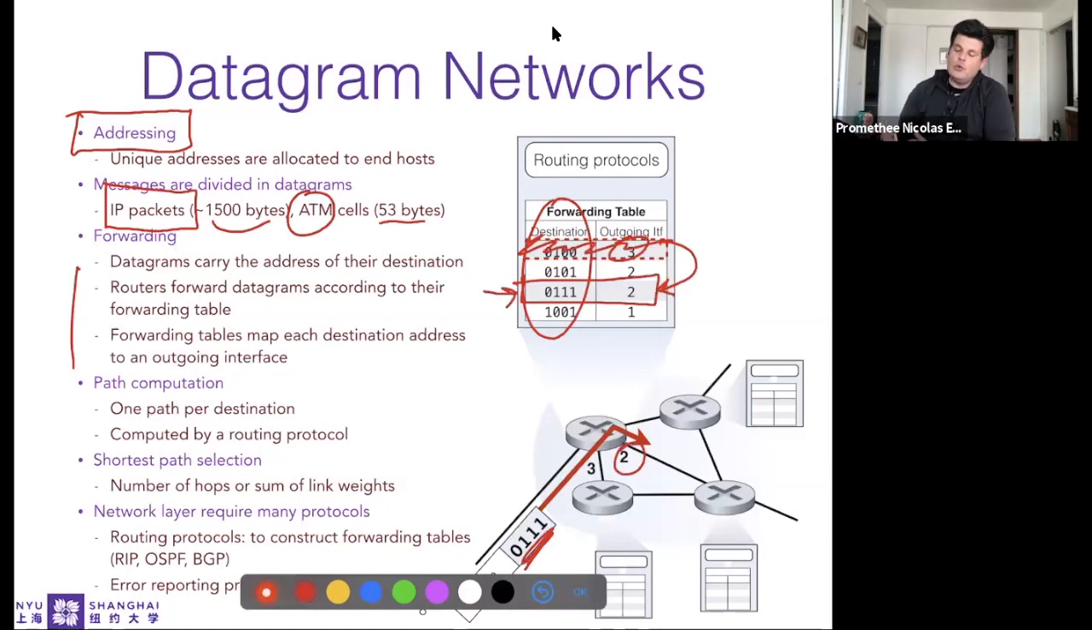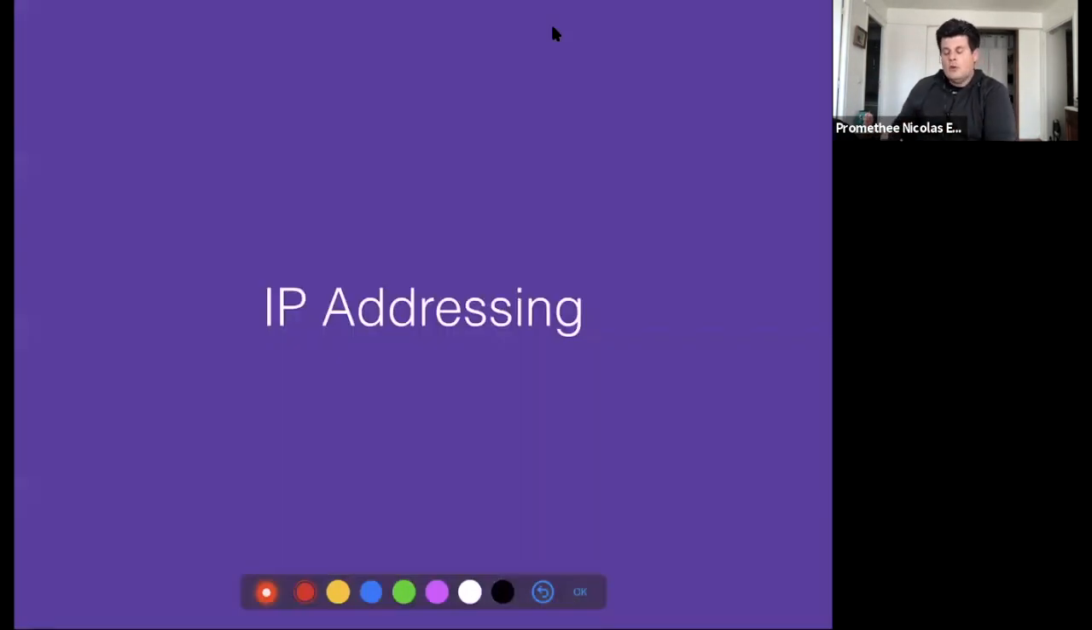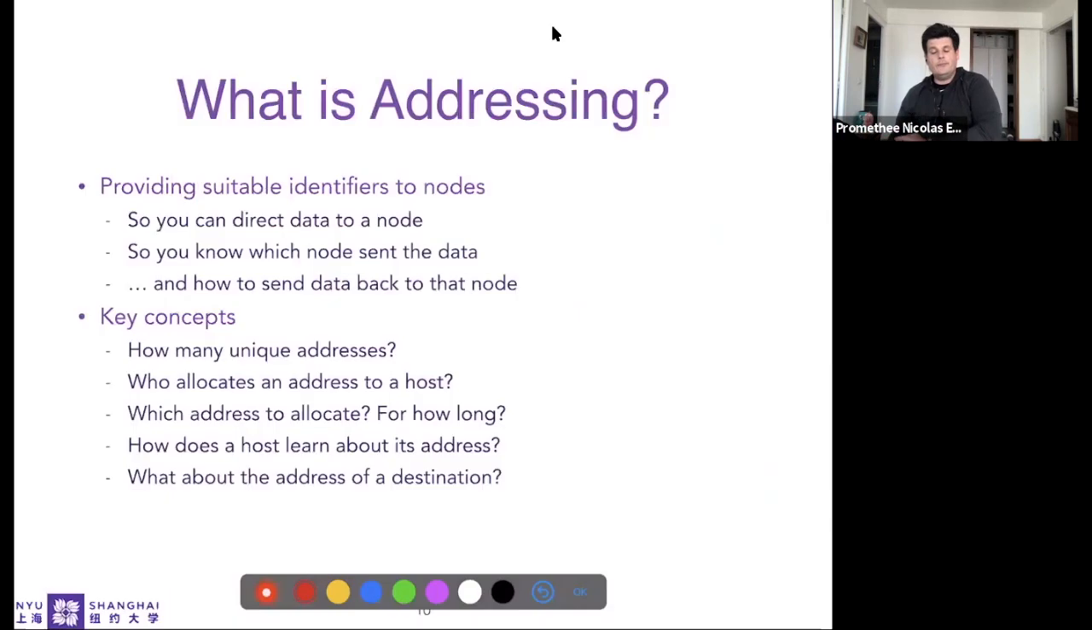In order to create those entries, we already said we need to study the routing protocols, and we're going to understand how routing protocols create a path and populate this table with all the entries that we need. So for now, we're going to consider that those tables are available and that in the header of the packets, we have IP addresses. So let's look at the addressing.